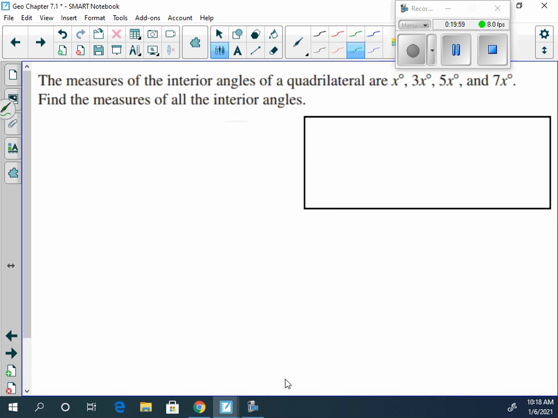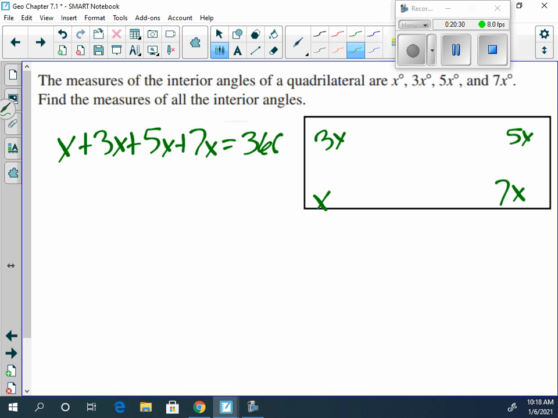The measures of the interior angles of a quadrilateral are going to be x, 3x, 5x, and 7x. Well, what do I know about the sum of the interior angles of any quadrilateral? They're equal to what? 360. Any four-sided figure is always going to equal 360. So I know that all four of these angles added together will be 360. So we can say x plus 3x plus 5x plus 7x is equal to 360 degrees. Because again, the sum of the interior angles of any four-sided figure is 360.